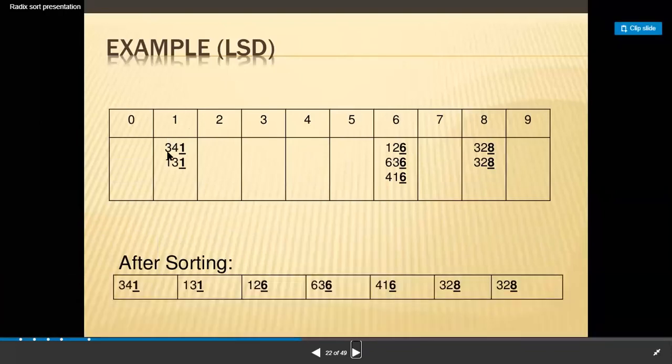And the array will start from the first position. So 341, 131, 126, 636, and so on. So from this list, we'll again put them back into the array. Now what is the second step?